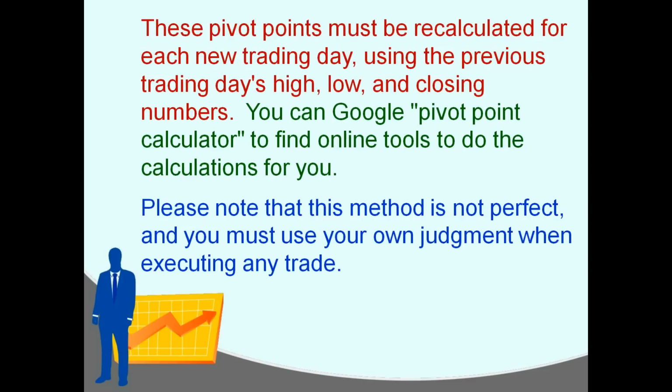These pivot points must be recalculated for each new trading day using the previous day's high, low, and closing numbers. Now to make it easier, you can Google pivot point calculator to find online tools to do the calculations for you. So perhaps every morning, or you could even do it in the evening, the night before, for example. You can just Google pivot point calculator and find a reliable pivot point calculator, type in the previous trading day's high, low, and close, and usually it will calculate it for you.